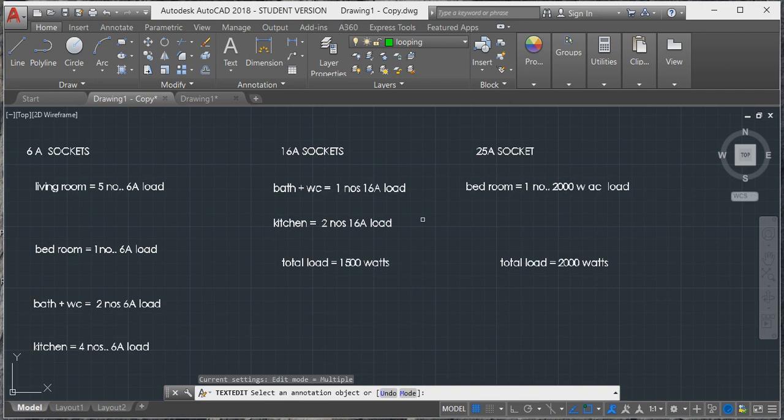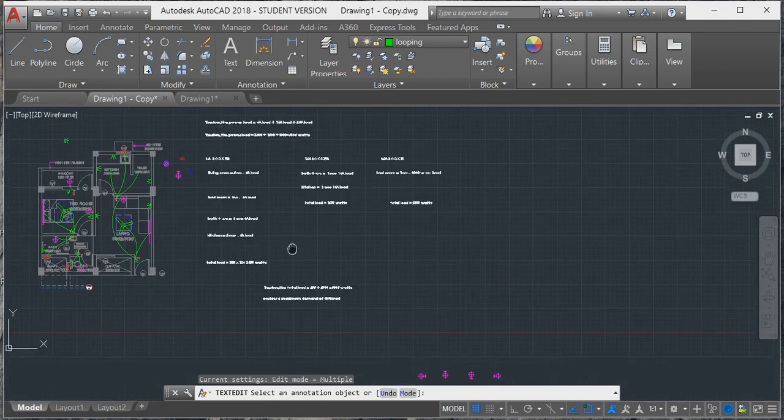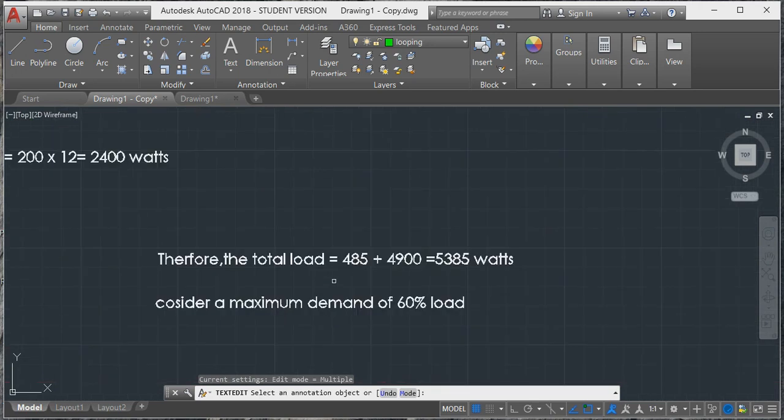So therefore, 1.5 TR is available in this flat. Now next, the total load is 6 amps. This is the lighting load, and sorry, in this previous class that is the correct one. Totally we will get 5385 watts.